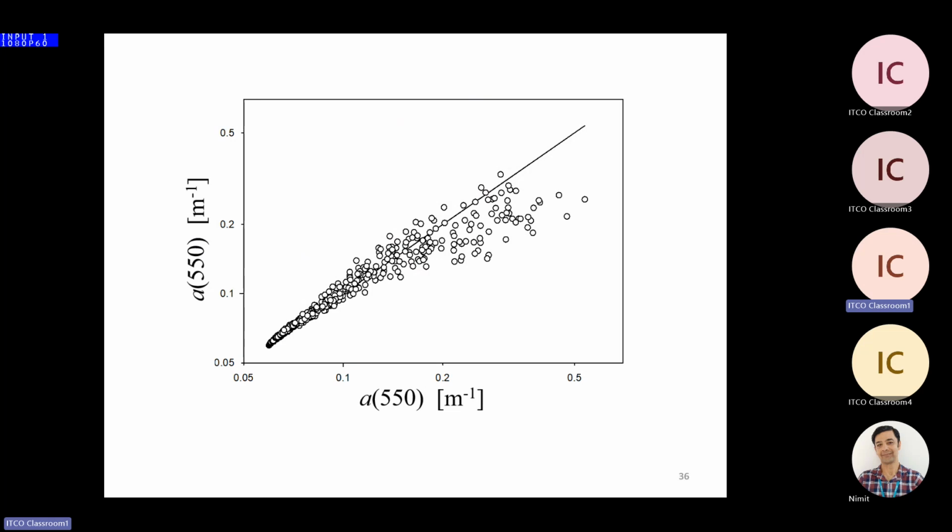So here it basically shows that A550 in a range all the way to 0.15 covers 95% of the global ocean or natural waters. So we can get a really good estimate from that regression. That means that as long as RS can be measured well at 550, then we can get a good handle on this reference wavelength.